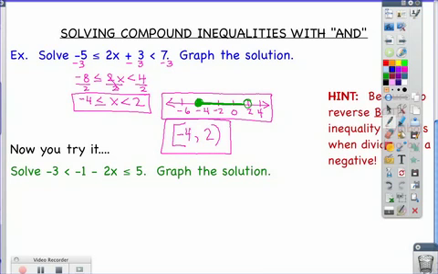Now this answer is okay, but I like to read from left to right, from least to greatest. So I'm going to take this compound inequality and flip it all around so that it reads as negative 3 is less than or equal to x is less than 1.